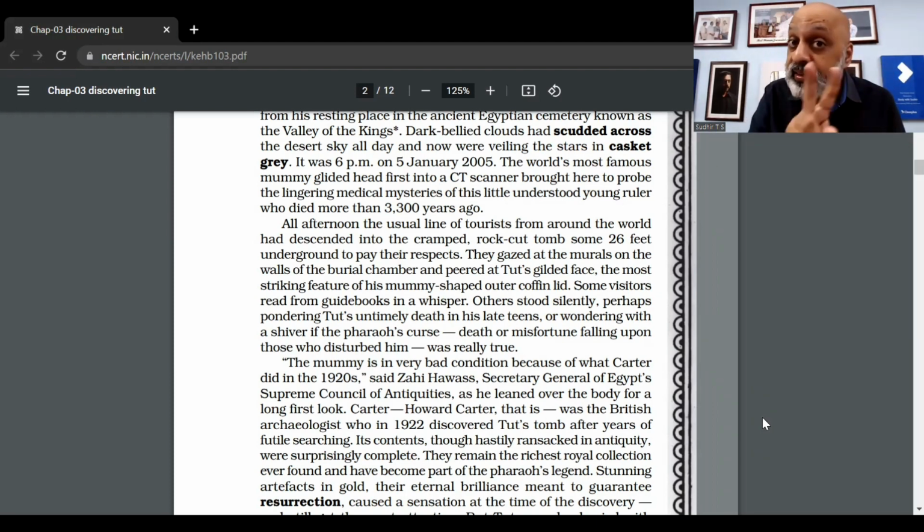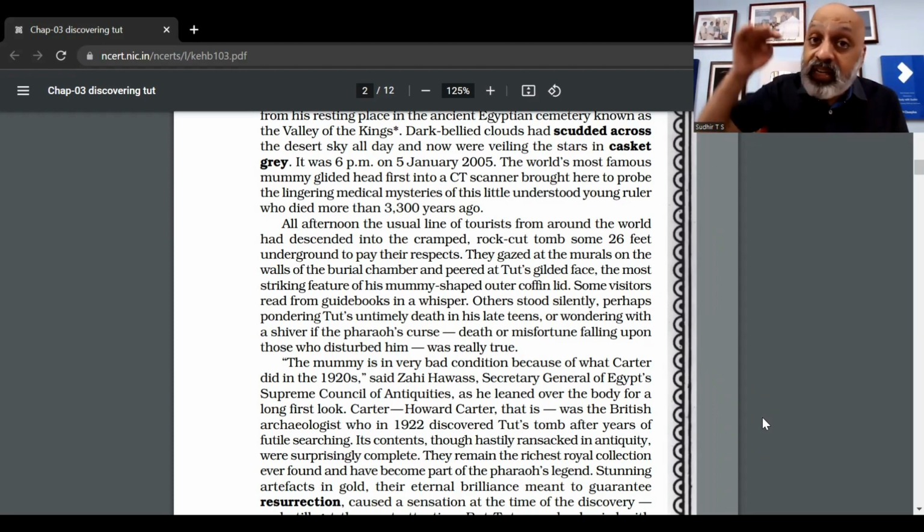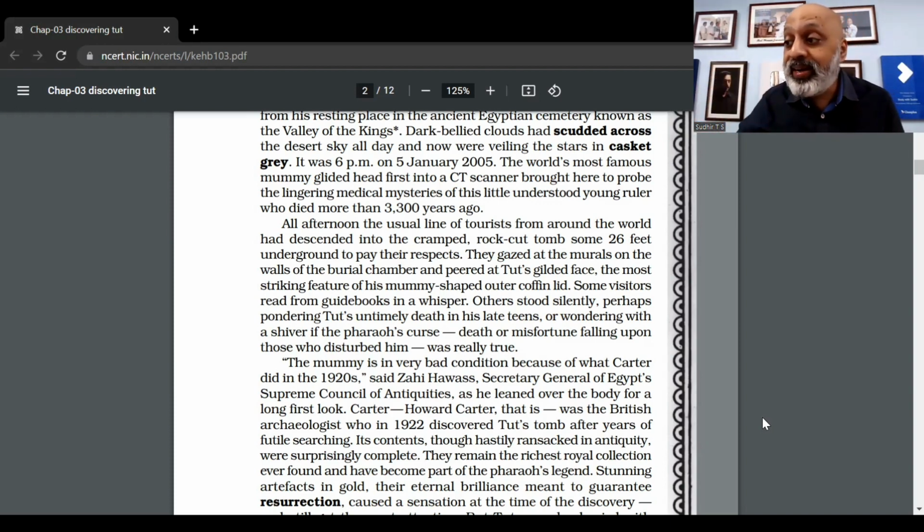Glided and gilded, these are two different words. Glided is a reference to the motion. Gilded is a reference to the covering by a thin sheet of gold. Okay, सोने की पतली सी covering. They gazed at the murals on the walls of the burial chamber and peered at Tut's gilded face, the most striking feature of his mummy-shaped outer coffin lid. Okay, the gold was a striking feature.